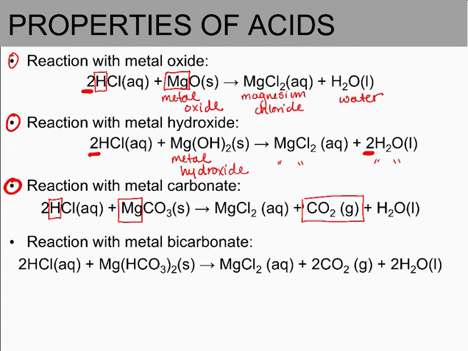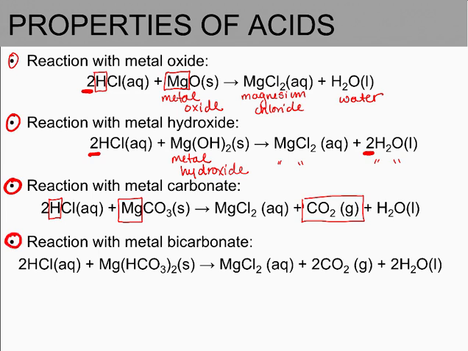And then if hydrochloric acid reacts with a metal bicarbonate, magnesium bicarbonate, for example, we end up with, again, magnesium chloride, carbon dioxide, and water. These are all very predictable reactions that occur. This can occur with other acids and other metal oxides, for instance.